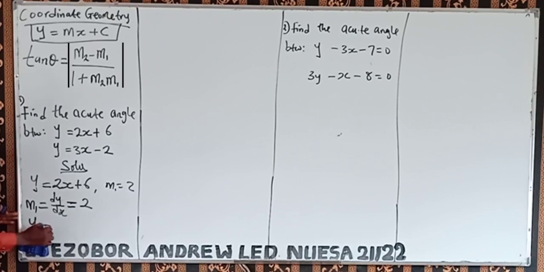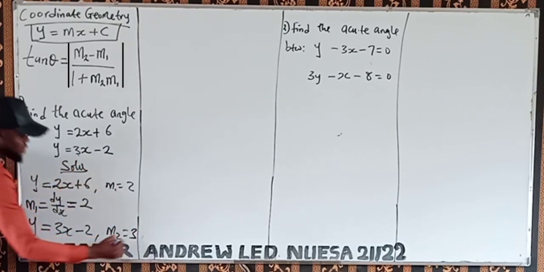Then from the second line, y is equal to 3x minus 2. So what will be the gradient of the second line now? We checked. y is already the subject of the formula. So what we have to do is just keep the coefficient of x, which is what? 3. That becomes the gradient.